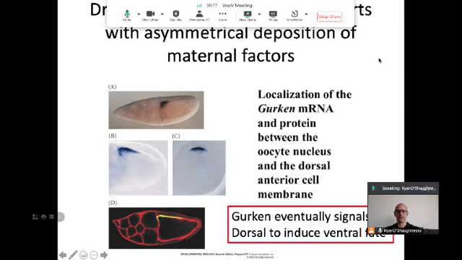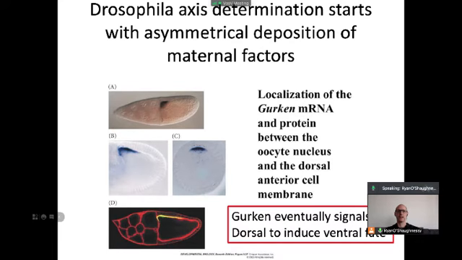And the same thing happens with Drosophila dorsal ventral axis determination. Again, we have this asymmetric deposition of maternal factors. We have localization of an mRNA called Gurken, and this is deposited between the oocyte nucleus and the dorsal anterior cell membrane. And we can see this here. The Gurken mRNA is detected by in situ hybridization in panels A, B and C.